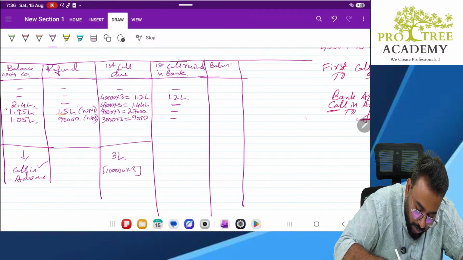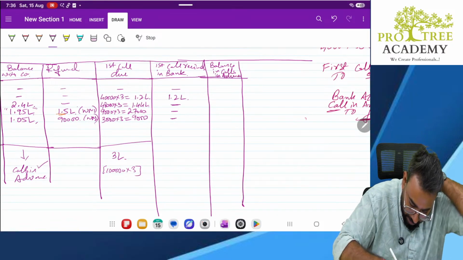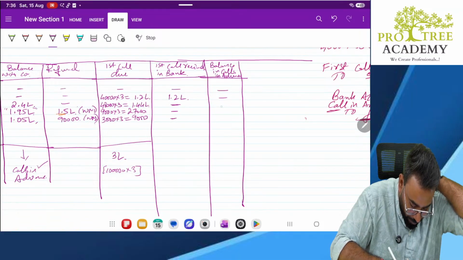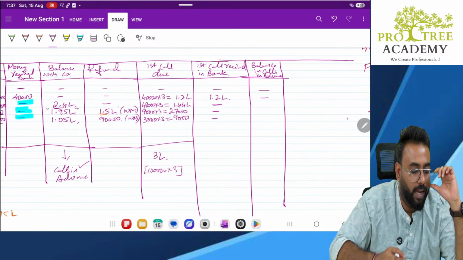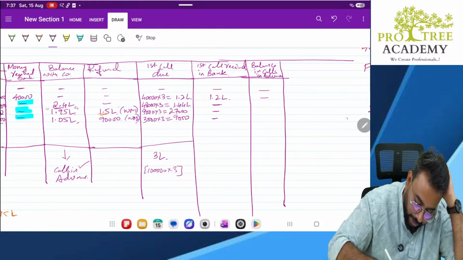Balance in calls in advance. What is the balance remaining? Sir, the balance remaining is 0. Here, what was the balance remaining? 2.44 lakh, out of which 1.44 lakh is adjusting. So what is remaining? 96,000.